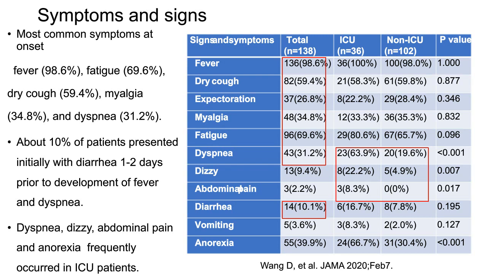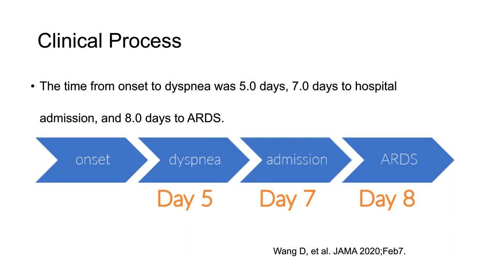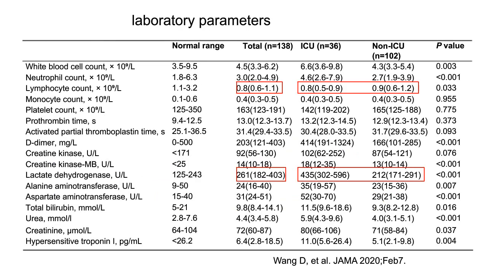Regarding the clinical course, this is our observation for the patients. The time from first symptoms to dyspnea was 5 days, to hospital admission 7 days, and to ARDS development 8 days. This is the lab test for COVID-19. You can see the very typical features of the lab test: the patient has lymphopenia and elevated lactate dehydrogenase.